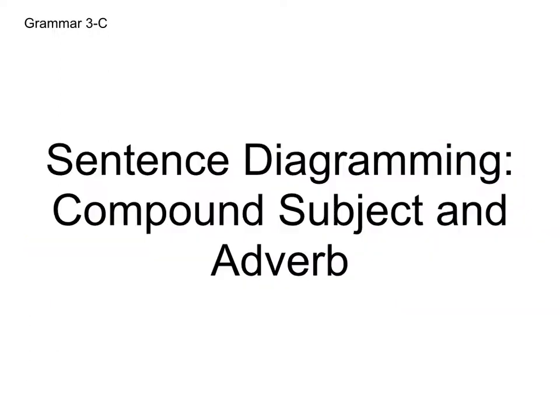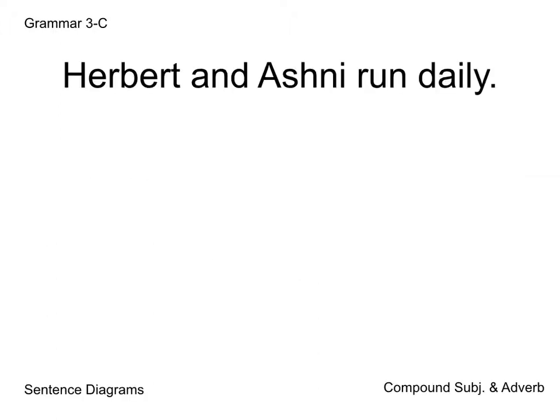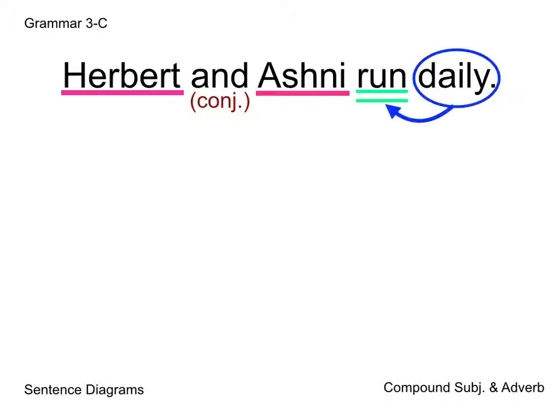And now we're just going to go over sentence diagramming with compound subjects and adverbs, and then we'll be just about done. So here we have our sentence, Herbert and Oshni run daily. So here we are going to find our subject and verb first, because when you want to diagram and you're a little confused as to what to do first, it's always good to underline it and double underline and just identify everything. So here we have our subjects underlined and our verb double underlined. And then let's just go ahead and label and, which is the conjunction. That one's pretty easy. And now we just have daily left. And that is going to be our adverb describing run. It's telling us when do they run.